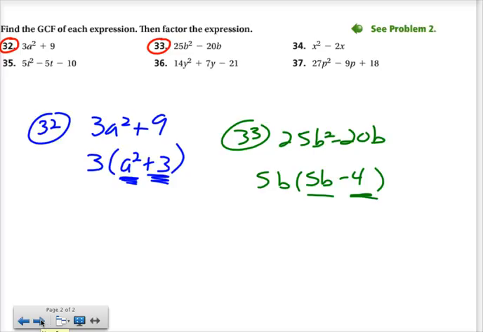That is my answer. So hopefully that was enough to get you going here over the weekend on section 4.4, day 1.